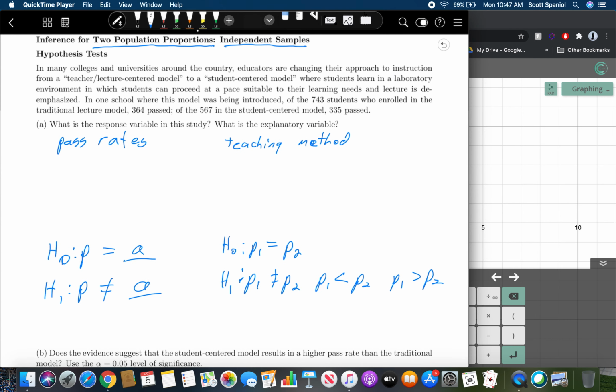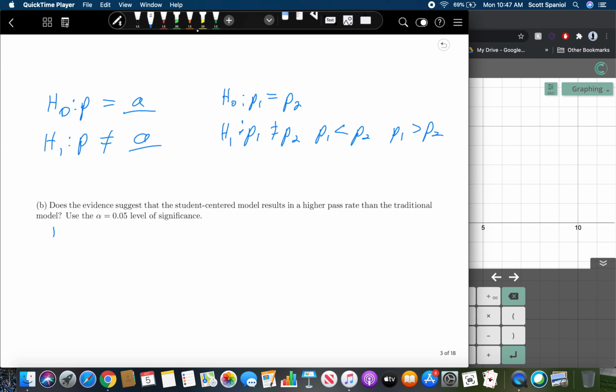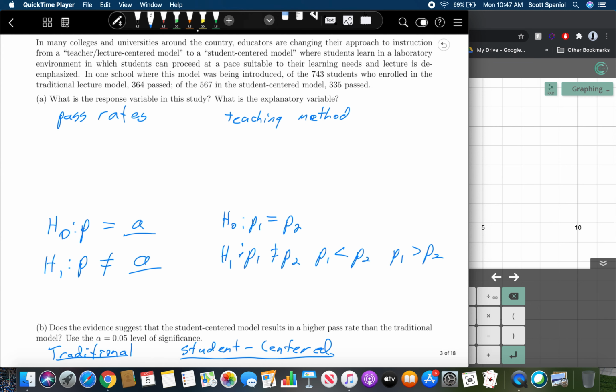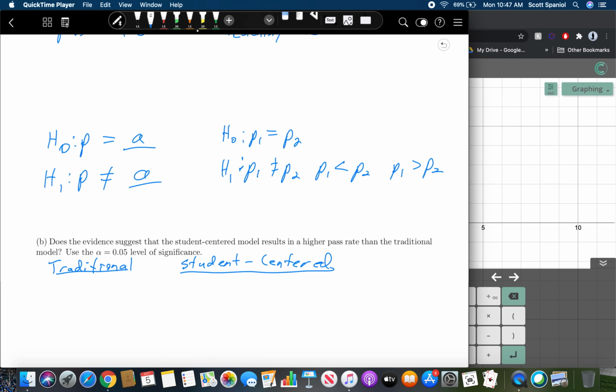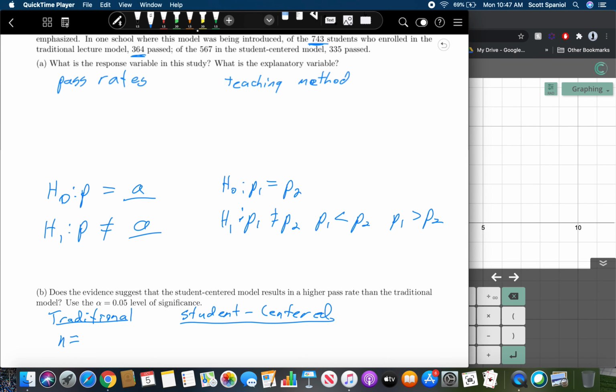So let's get all the information we have in this problem and set it up. So we've got traditional, and we've got student-centered. For traditional, we've got an n of 743 and 364 passed. So n is 743 and x is 364. And for student-centered, we've got 567 took it and 335 passed. So n equals 567 and x equals 335.